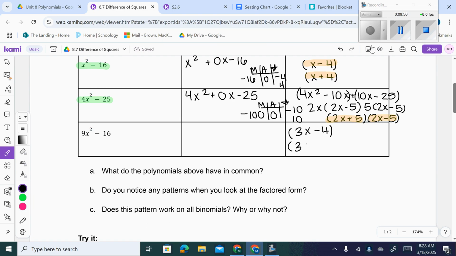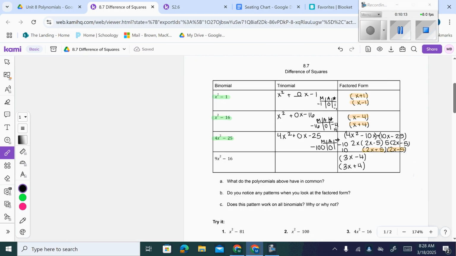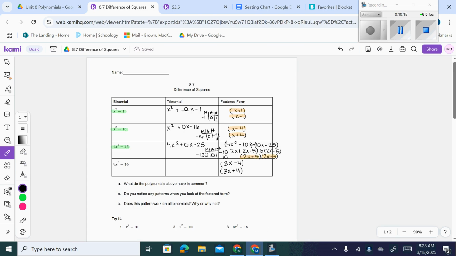Alright, so let's talk about how that happens. It was a perfect square. Is 9 a perfect square? Yes. And what's the square root of 9? 3. Is 16 a perfect square? Yes. What's the square root of 16? 4. Okay? You see where those came from? Yes. Now, hold up. These types of problems are called difference of squares.